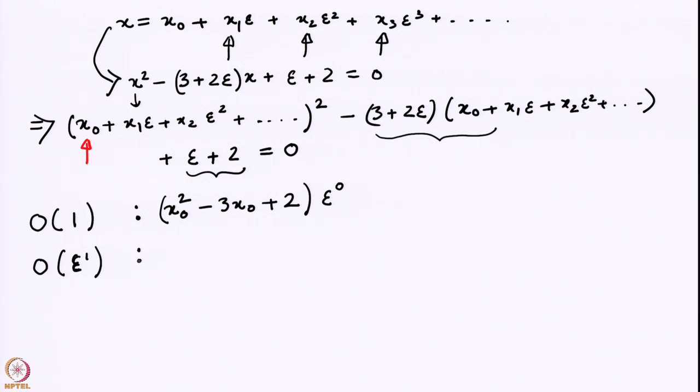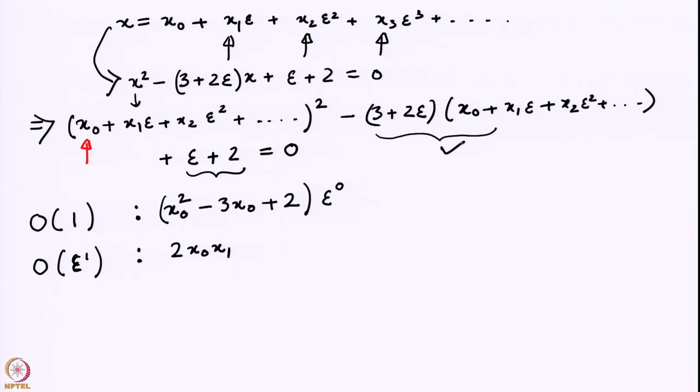Epsilon to the power 1. So, from the first term, what will we find? The product of x0 and x1 epsilon will give you a twice x0 x1. That will have an epsilon as its coefficient. We are not going to write the coefficient. Is there any order epsilon term here from the first term? No. What about the second term?